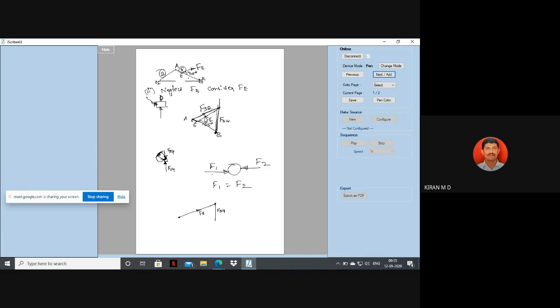F32, we know the direction from this diagram. Use the same parallel line here. You are going to get it like this.